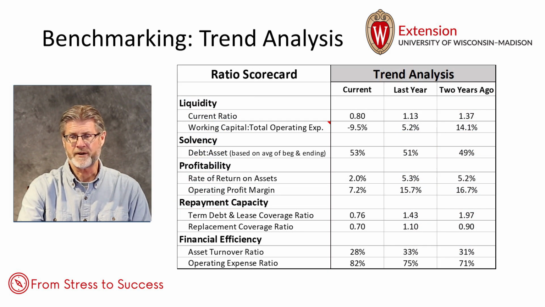Thus, the second part of the analysis is to compare the movement of your farm business's ratios over time. This is called trend analysis. A farm may have a ratio in the yellow, even red, but if it is continually improving, then at least the owner or manager knows it is heading in the right direction.